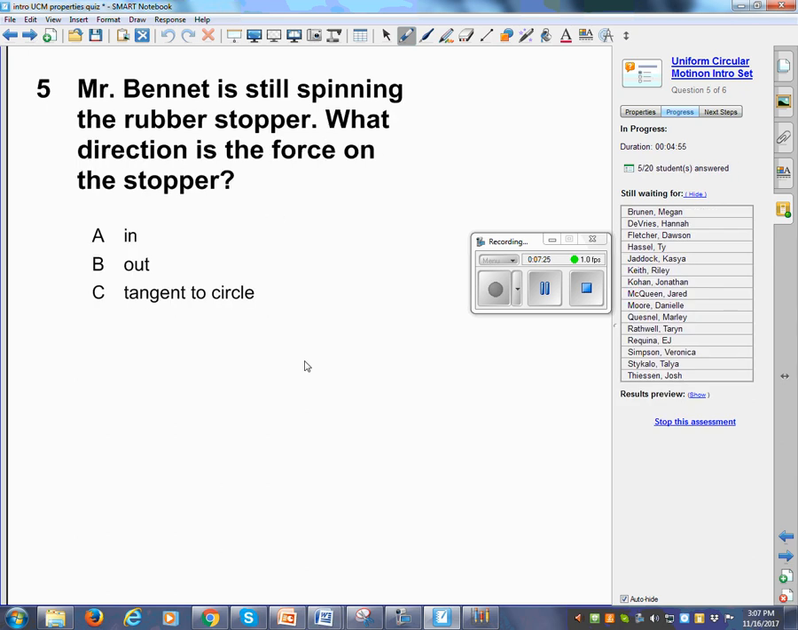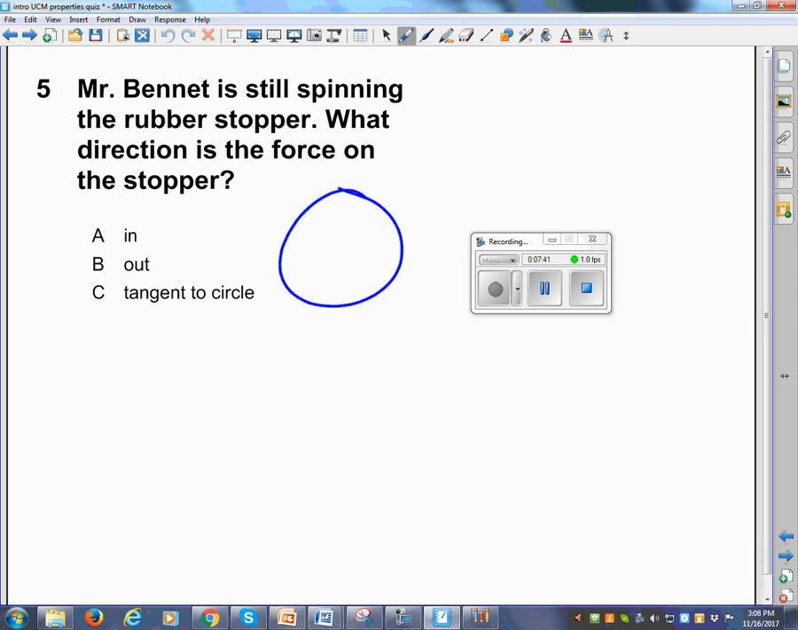Mr. Bennett is still spinning the rubber stopper. What direction is the force on the stopper? Tangent to the circle means like this. If this would be A, this would be B, that would be C. Tangent to the circle. Which direction is the force? Yeah. That's the angular momentum.